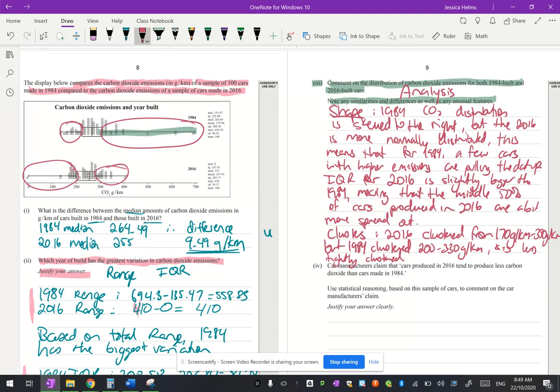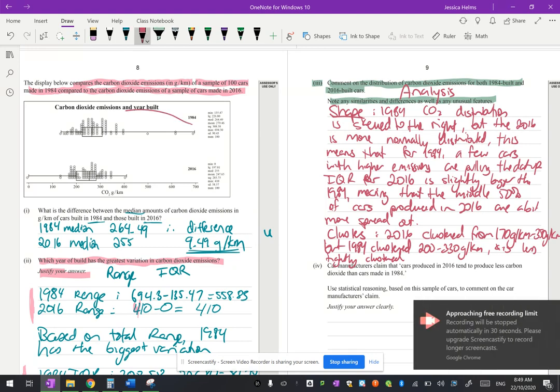But with all of these questions, pretty much pick at least 3 things to talk about. So here we've talked about shape, interquartile ranges, and cluster. You could have also talked about the shift. So the shift of this box is slightly shifted to the right of this one, but not significantly. And you also could have talked about your median. So this median is very close to that median, only 9.49 grams per kilometer difference. So, that's not a huge difference either.